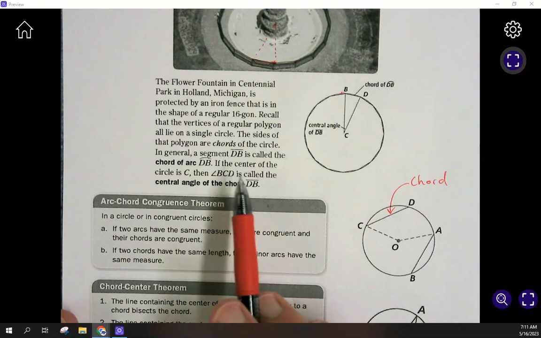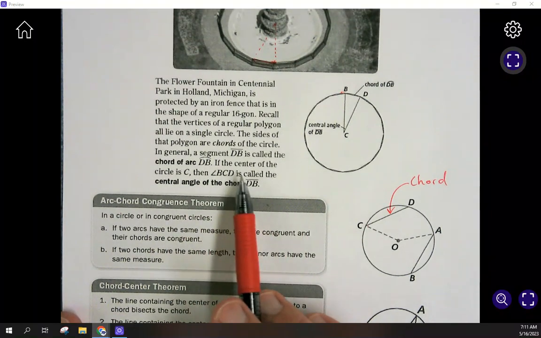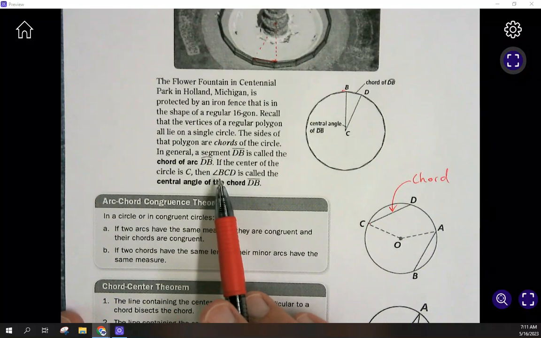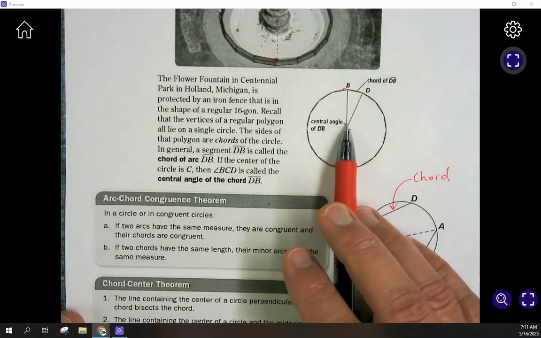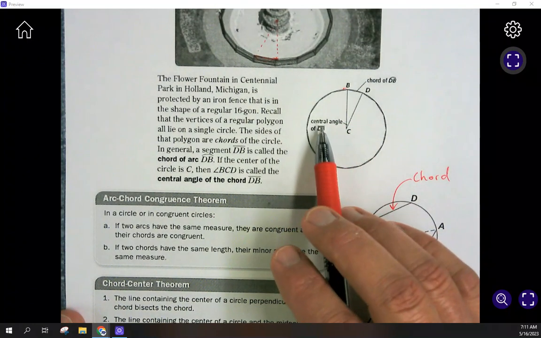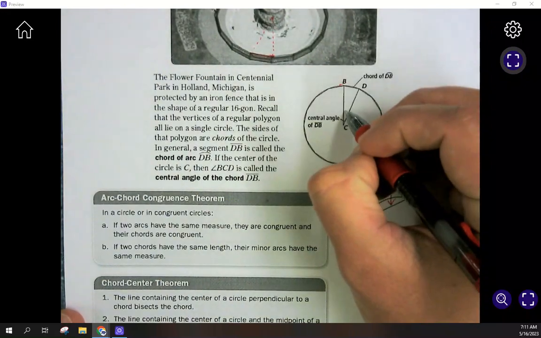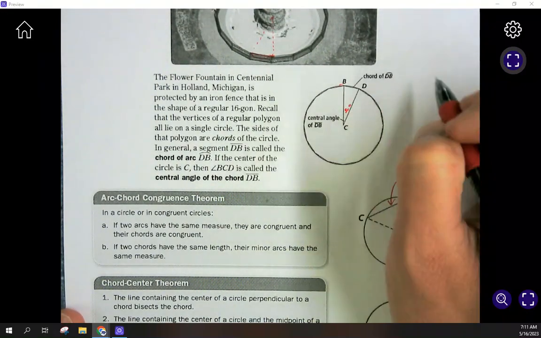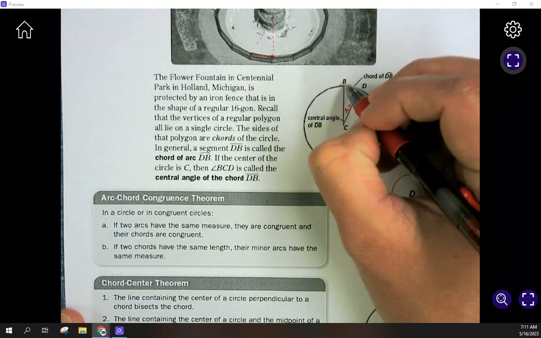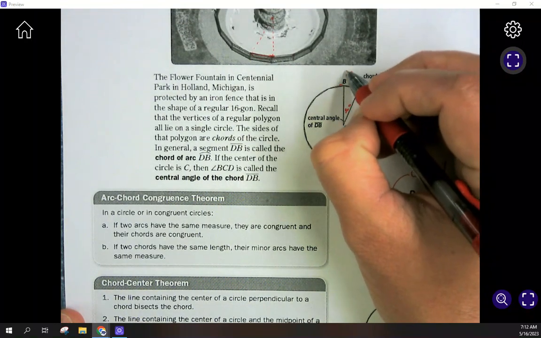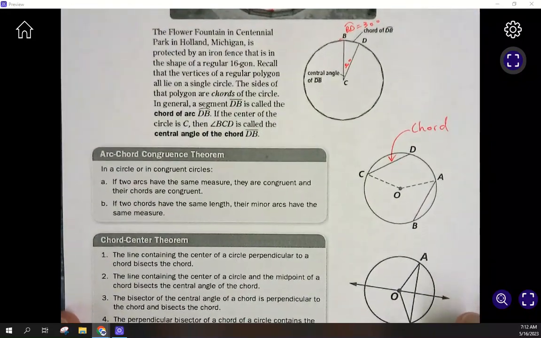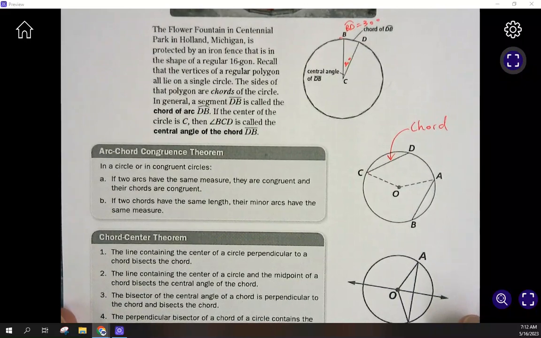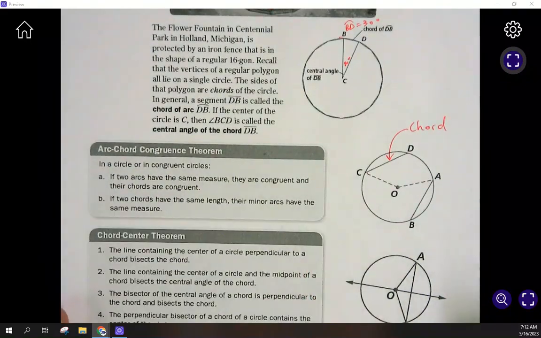So in general, segment DB is called the chord of arc DB. If the center of the circle is C, then angle BCD is called the central angle, and we've looked at central angles. Remember, the important part of a central angle is that it's equal to the arc measure out here. So if this central angle was, let's just say 30 degrees, I know that my arc measure out here, my arc BD, would also equal 30 degrees. So central angles are going to be equal to the arc measure out there. We know that. So real quick, we're not going to spend too much time on those angles. We're going to focus much more on the isosceles triangles.